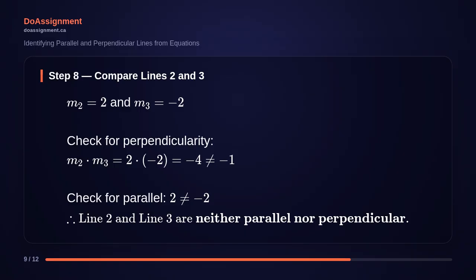Lines 2 and 3 have slopes 2 and -2, the same pair we just checked. The product is -4, not -1, so they are not perpendicular. The slopes differ, so they are not parallel. Line 2 and line 3 are also neither parallel nor perpendicular.